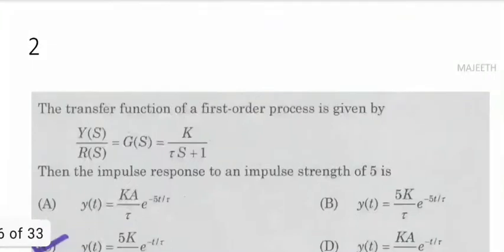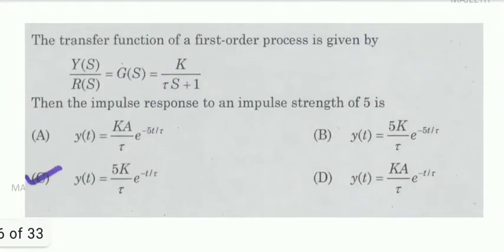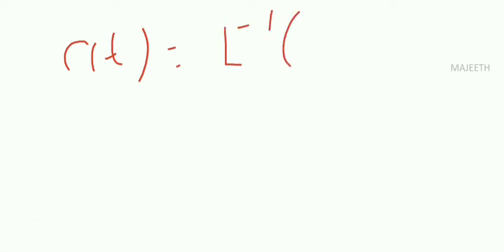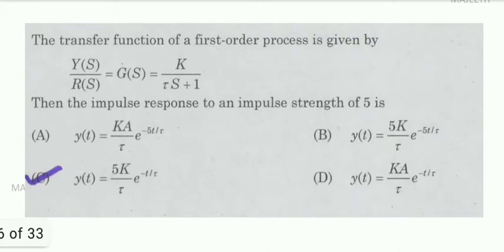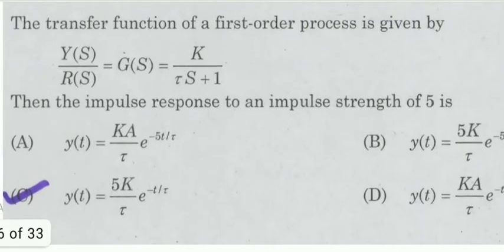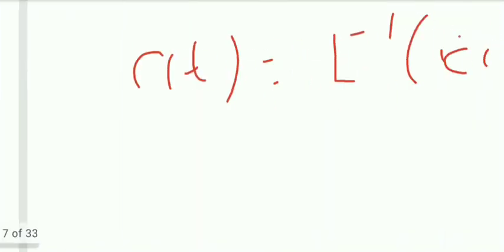Next question. The transfer function of a first order system is given by G of s equal to k by s tau plus 1. What is the impulse response? Impulse response is nothing but the inverse Laplace transform of the transfer function, so L inverse of C of s. If they give you anything, no problem. So here, what is the G of s? K by s tau plus 1.